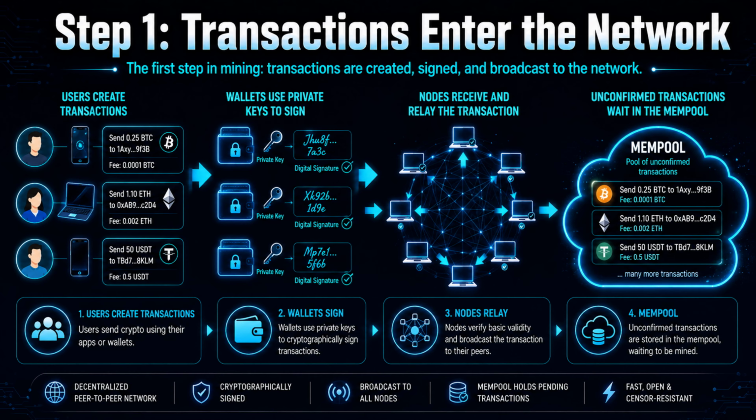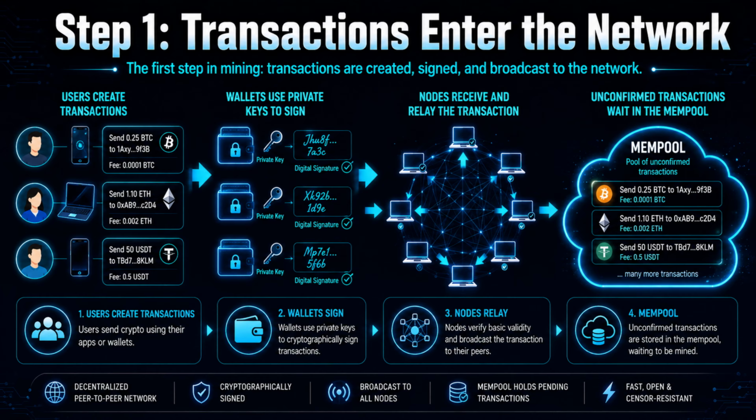The sender enters the receiving wallet address, chooses the amount, reviews the transaction fee, and confirms the payment using a cryptocurrency wallet. The wallet then uses the sender's private key to create a digital signature. This signature proves that the transaction was authorized by the owner of the funds. Importantly, the private key itself is not shared with the network.